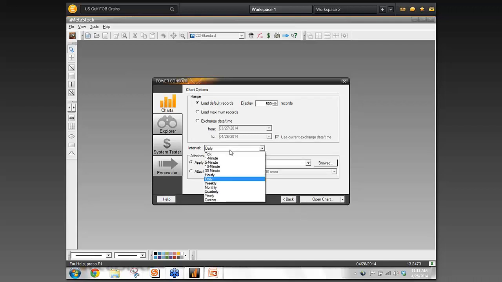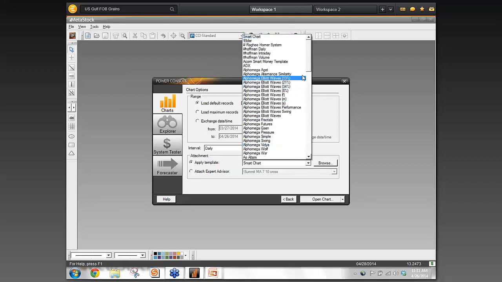With Metastock Pro, I can select either minute charts or 30-minute charts or hourly. I'm going to focus on the daily charts. And then at this point I want to apply a template. That'll apply all the rules, the buy and sell signals, and all that stuff that we'll work with. So I'm going to click on this down arrow right here. Okay, and I'm going to find the RMO trade model right here.